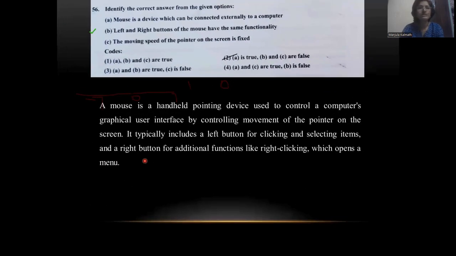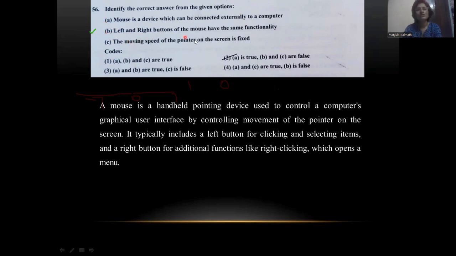The next question is to identify the correct answer from the given options. A mouse is a device which can be connected externally to the computer. Obviously, it has a connection with the CPU. Once it is connected, it starts giving the service, and when disconnected, there is no service. It is an external device connected to the system. Left and right buttons of the mouse have the same functionality. No, the left mouse button has different functionality than the right mouse button. Both have different functionalities. That's why the second option is wrong here. The first option is correct.